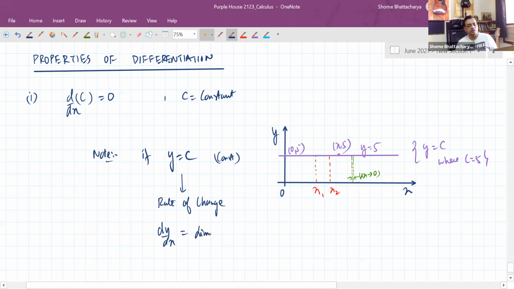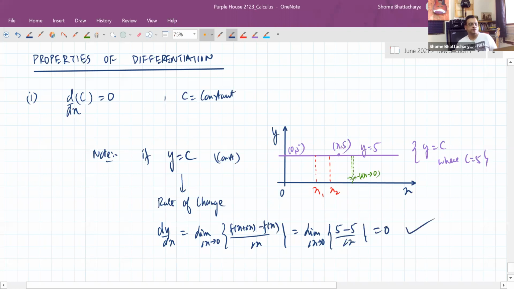This is limit delta x tending to 0, f of x plus delta x minus f of x divided by delta x. But this is just going to be, now whatever the value of x, the y coordinate is 5 only, no? That's 0. Or the slope of the tangent you can see is 0. So that's the first property, that differentiation of a constant is 0.